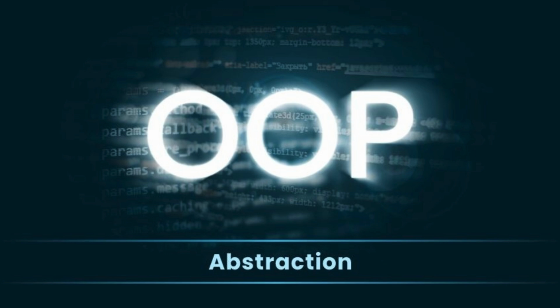So now it is time to discuss abstraction in object-oriented programming. Abstraction in OOPS is a concept of simplifying complex systems by modeling the class based on essential characteristics while hiding the irrelevant details. It allows developers to focus on the high-level functionalities and the behaviors of objects without needing to understand their internal implementation.